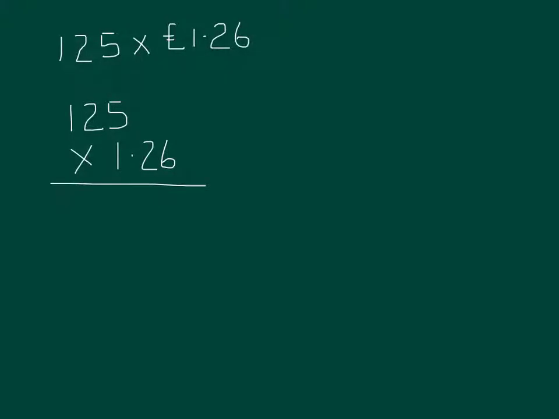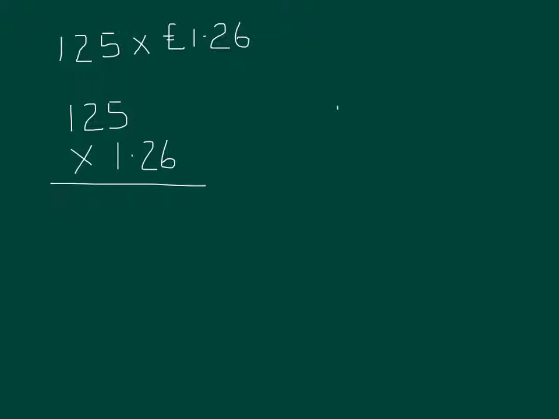When you multiply pounds and pence, you can just treat it as a normal multiplication. You don't have to worry too much about the decimal point, because in this case we have 125 times £1.26. You may see it written like that, or you may see it written like this on a paper, on an exam. So how do you times pounds and pence? Well, it's just normal multiplication, simple multiplication.